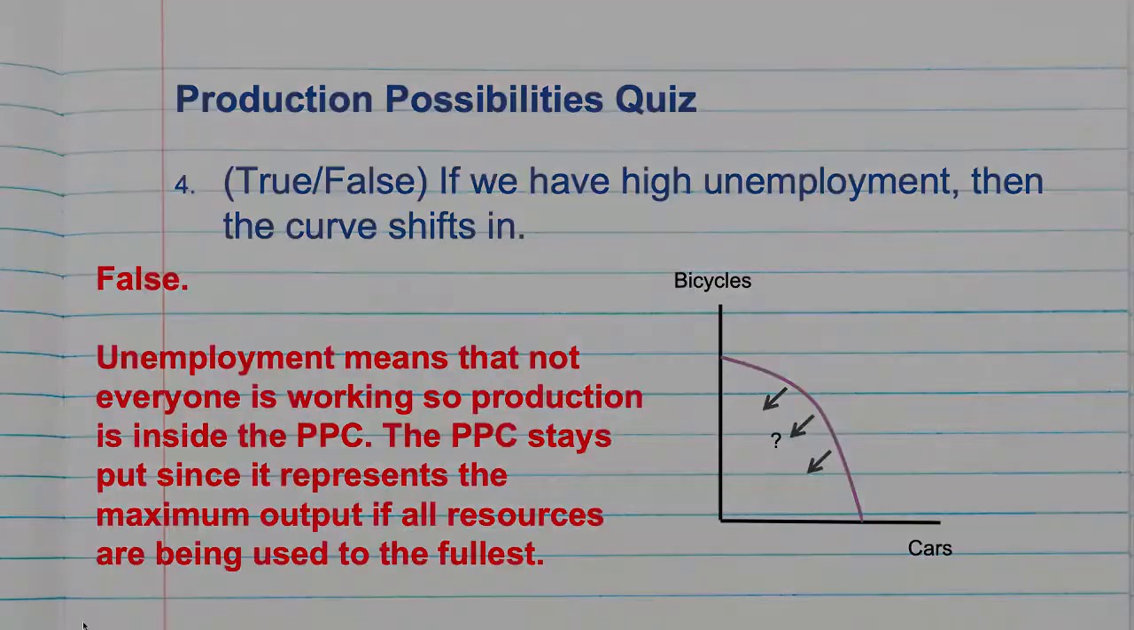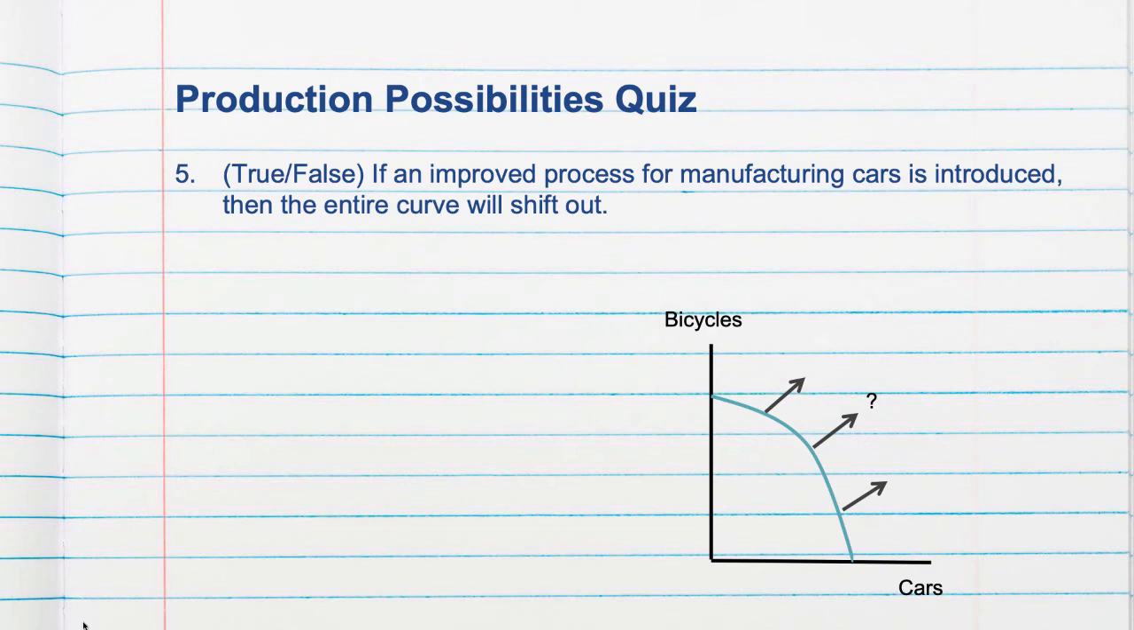All right, last question coming up. True or false? If an improved process for manufacturing cars is introduced, then the entire curve will shift outward. Is that true or false? We're producing cars and bicycles, and there's an improved process for manufacturing cars. Will the curve move out like this?